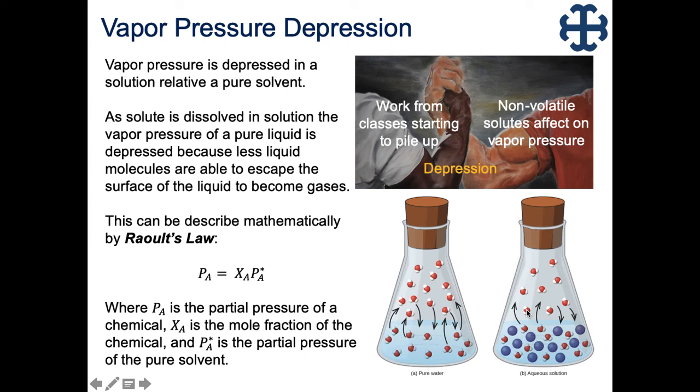Okay? And like many things in Gen Chem, we want to be able to describe this mathematically. We do that with something called Raoult's law. That's here, where our PA is our partial pressure of whatever our gas is. We multiply that by the mole fraction, and then PA star is just the vapor pressure, or the partial pressure of the pure solvent. Okay, so pretty simple relationship there, but that is how we adjust for partial pressure when we have a solution.